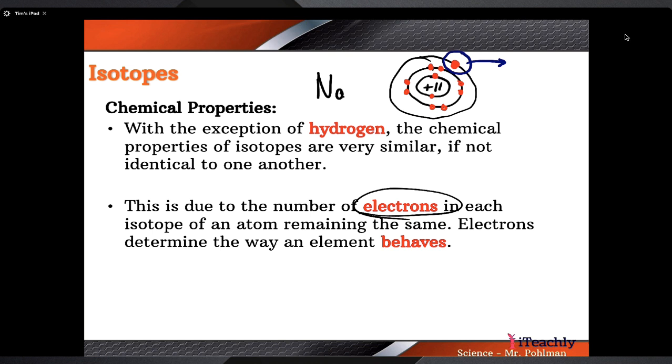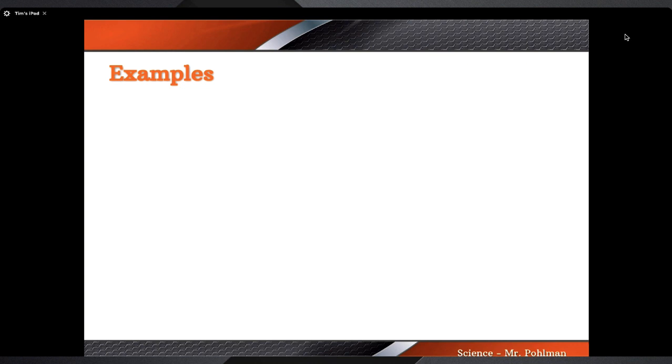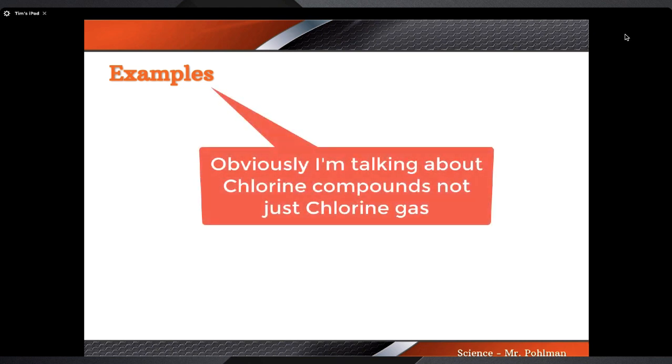So it's the electrons that determine the way an element is going to behave, how it's going to act, how it's going to react or bond with something else. I gave you one example. Another common example, if we're looking at isotopes, would be chlorine. That's the stuff you'd put in your swimming pool to help keep it clean, or that you'd find in bleach to help brighten your whites.